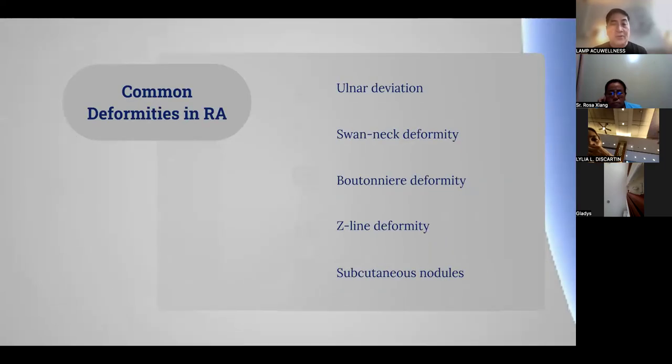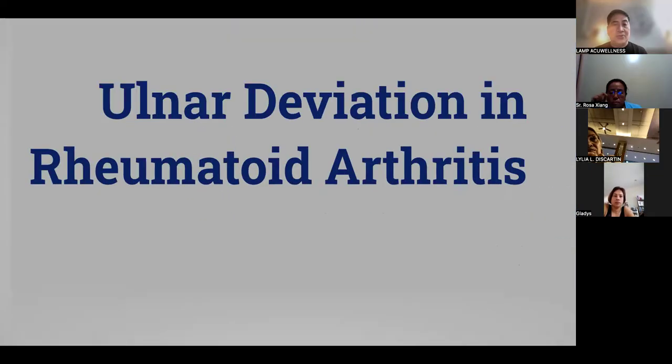So what are the common deformities? This one, you cannot miss, no? Kasi nakikita mo kaagad eh. Ulnar deviation, swan-like deformity, boutonniere deformity, Z-line deformity, and sub-Q nodule.